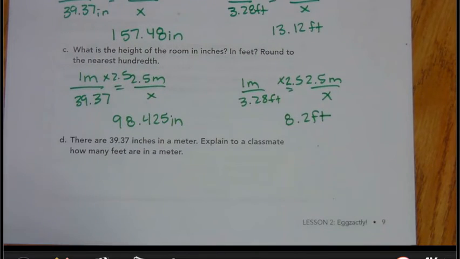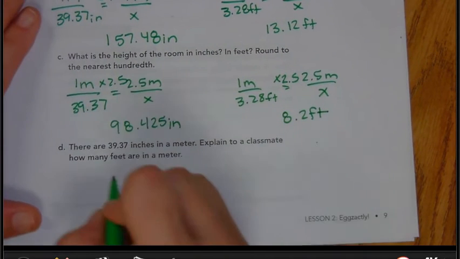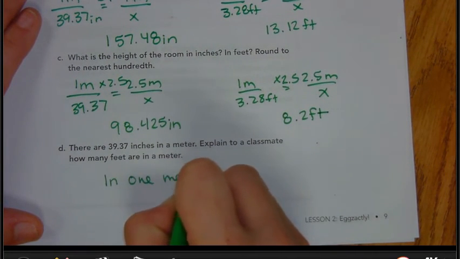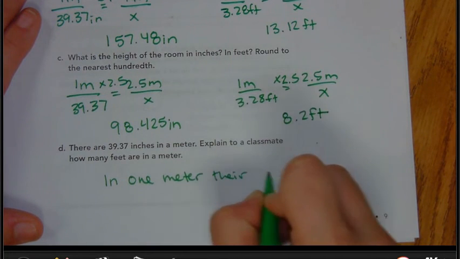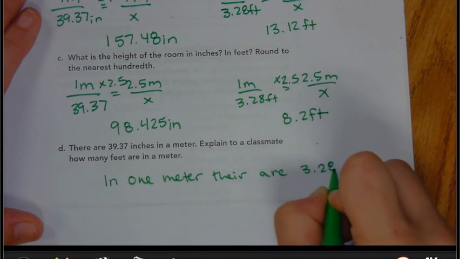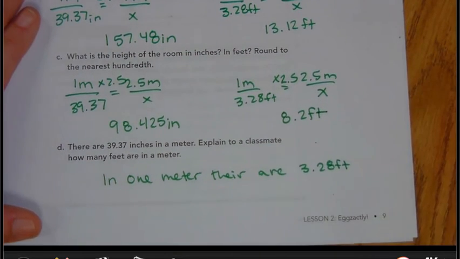All right, there are 39.37 inches in a meter. Explain to a classmate how many feet are in a meter. Okay, so in 1 meter, there are 3.28 feet.